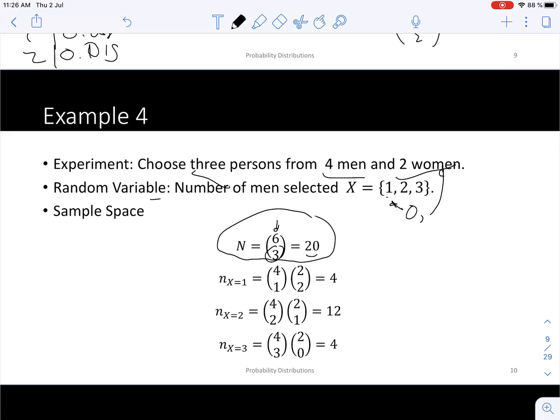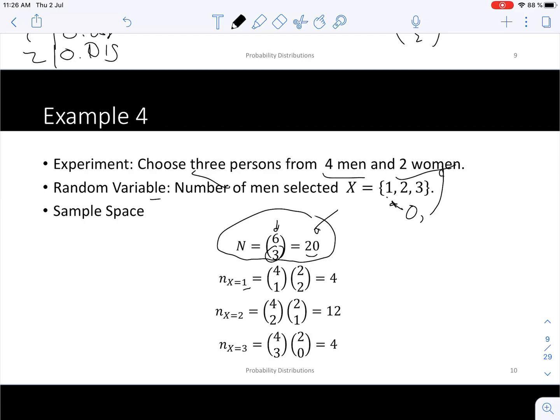That means all the possibilities that we have, like the number of selections that can be performed in this case. Alright, so this is the number of points in the sample space, 20. Remember that we need this for the denominator in the probabilities. And now we can find the number of points in the numerator.